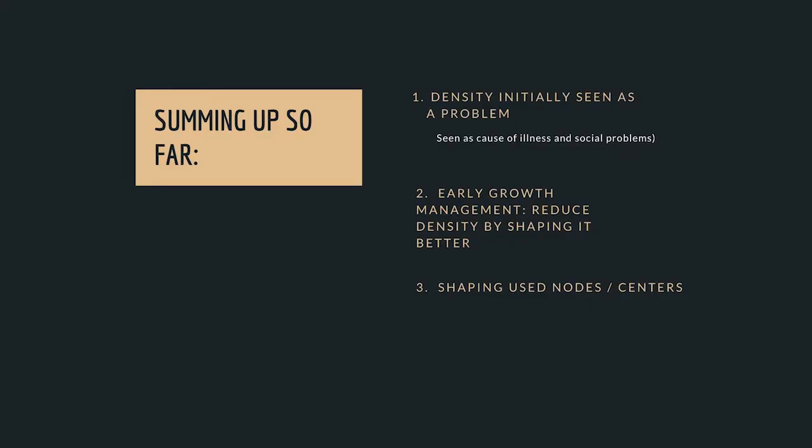So far, we've talked about how early growth management efforts tried to respond to density as a problem, as the cause of illness and social problems. We've also seen that in response, early growth management approaches tried to reduce density by being more effective at shaping it and channeling it into nodes that we see here.